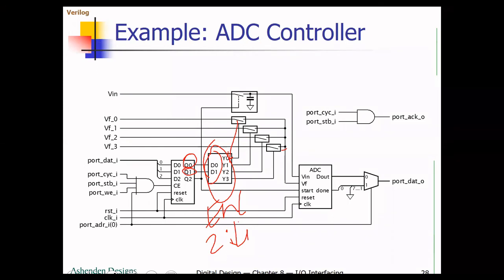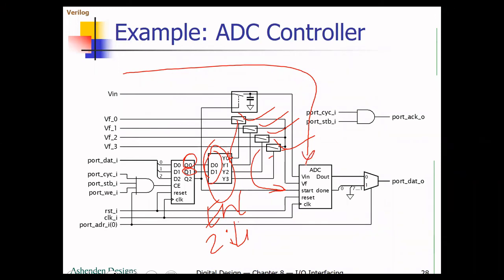Okay, so either V0 can be picked, V1 can be picked, V2 can be picked, or V3 can be picked as a reference voltage to the ADC. And the analog input Vin is taken through the Vin bit. And here we have a capacitor. The reason for putting this capacitor is to store the values.